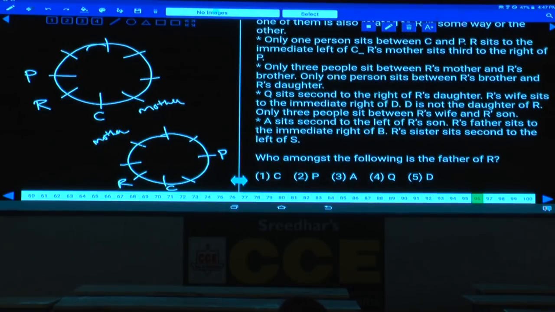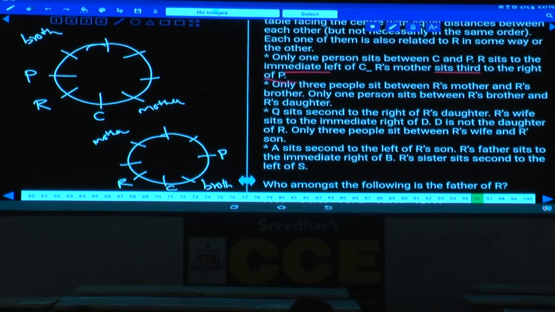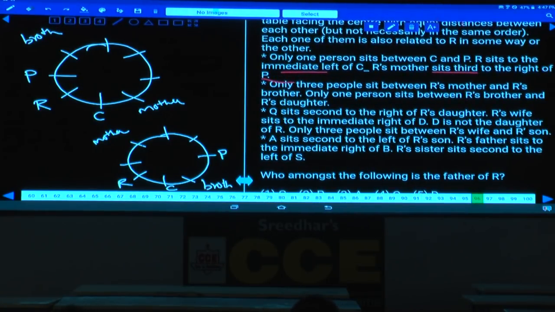The next one, only three people sit between R's mother and R's brother. Mother and brother, among these 8 persons, 3 persons are seated in between, they are nothing but opposite. Hence mother and brother must be opposite to each other. As mother is at this place, brother must be here. Here mother and brother are opposite, hence brother must be to the immediate right of C, isn't it? Brother is to the immediate right of C.